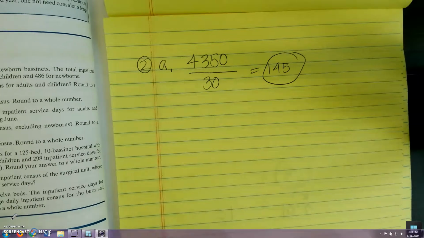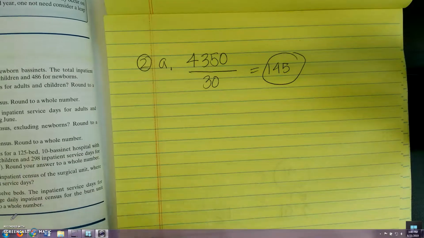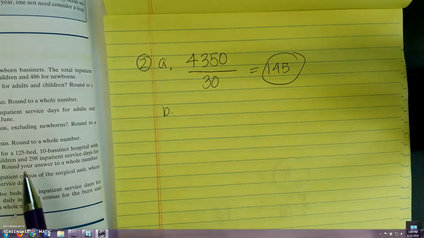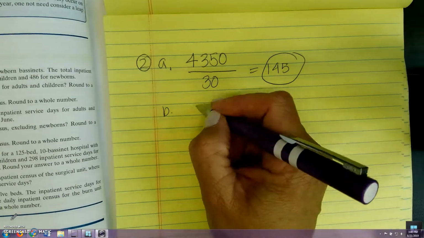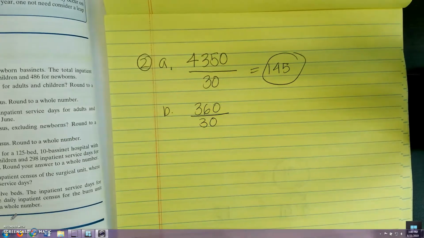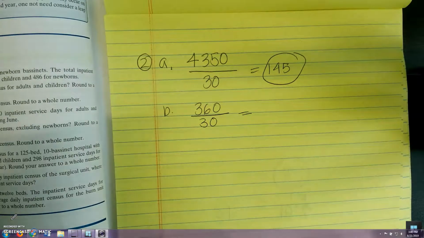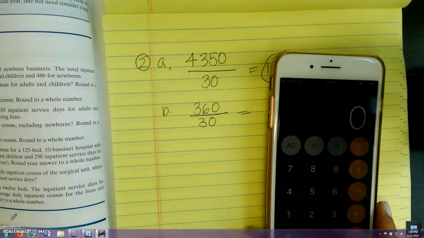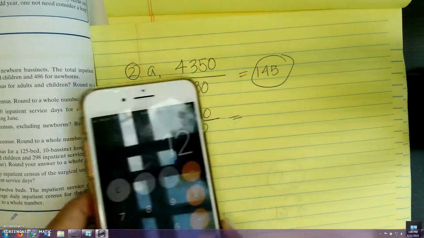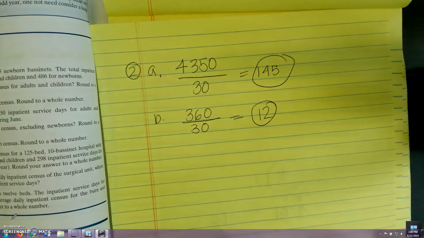B asks us to determine the average daily newborn census, and we're going to round to a whole number. So we need the number of inpatient service days for newborns. Our problem tells us it's 360, over the total number of days in the period, June again, 30. So 360 divided by 30, and you're going to get 12. Another nice whole number. We love it when that happens.